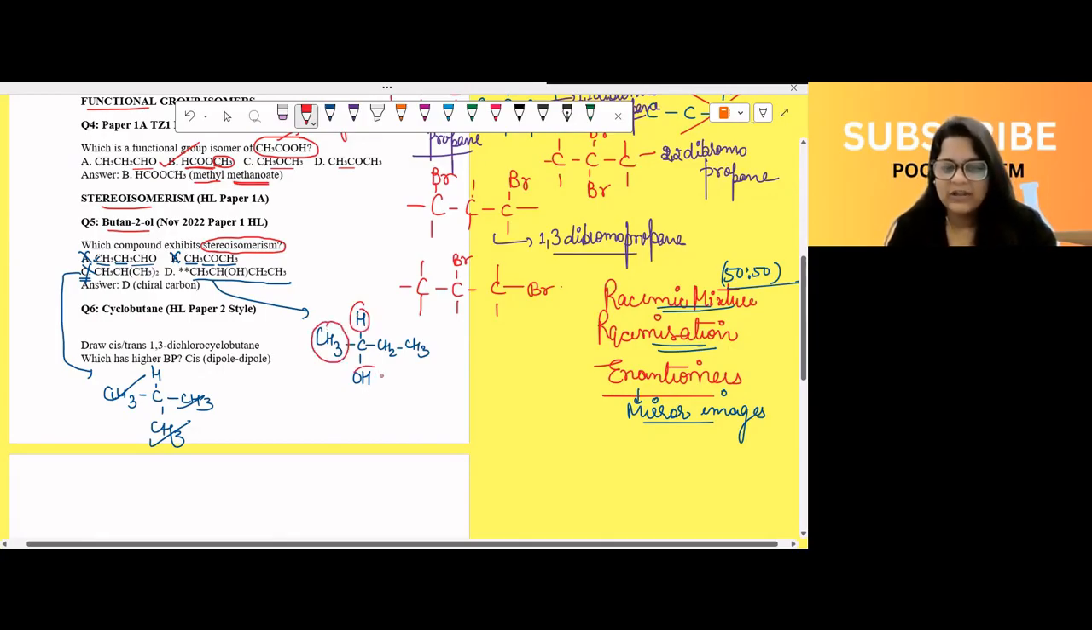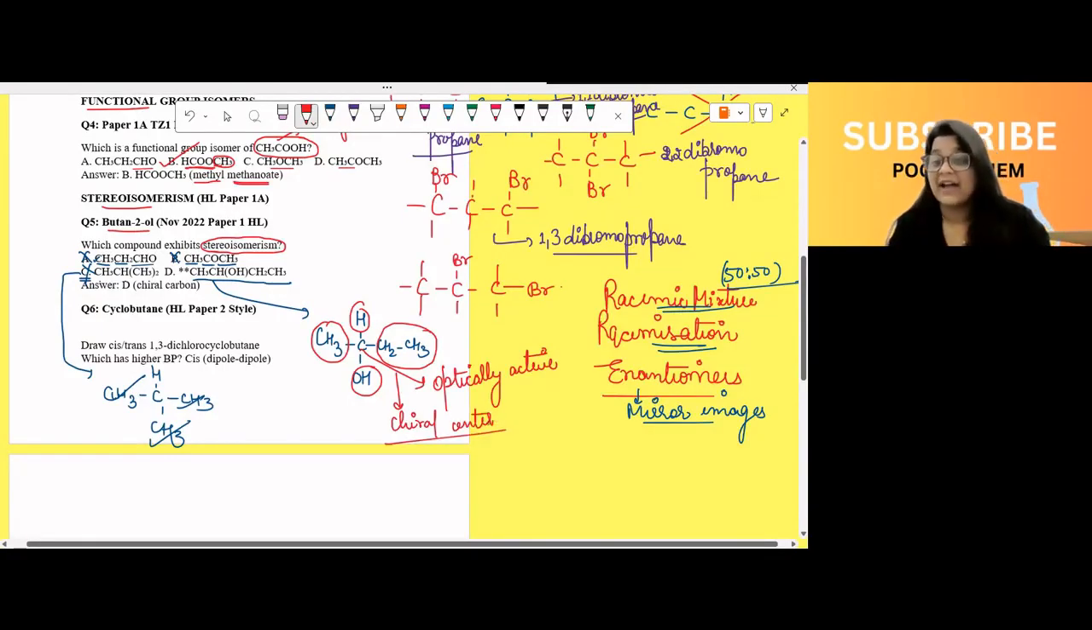So this particular carbon becomes your optically active carbon, right? And that carbon is called a chiral center. The property is called chirality, and you represent it by an asterisk, a star. Yes or no? So that's why this is the answer. And it shows which isomers? Optical isomers, right?